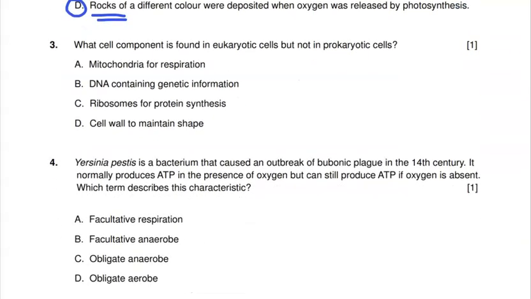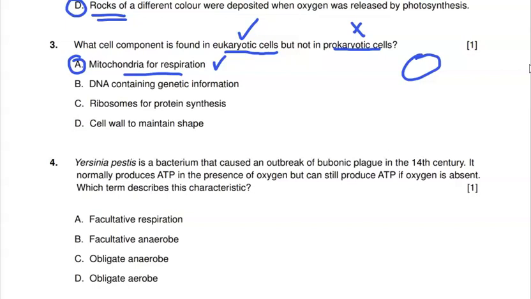Question 3. What cell component is found in eukaryotic cells but not in prokaryotic cells? So hopefully, as you do so, you're thinking about the simple structure of the prokaryotic cells, which lack membrane structures internally, whereas eukaryotic ones do have membrane-bound structures internally. And we start off with A, mitochondria for respiration. Well, eukaryotic cells do, but prokaryotic cells do not. So already we have a candidate for our answer, but let's take a quick scan of the others.